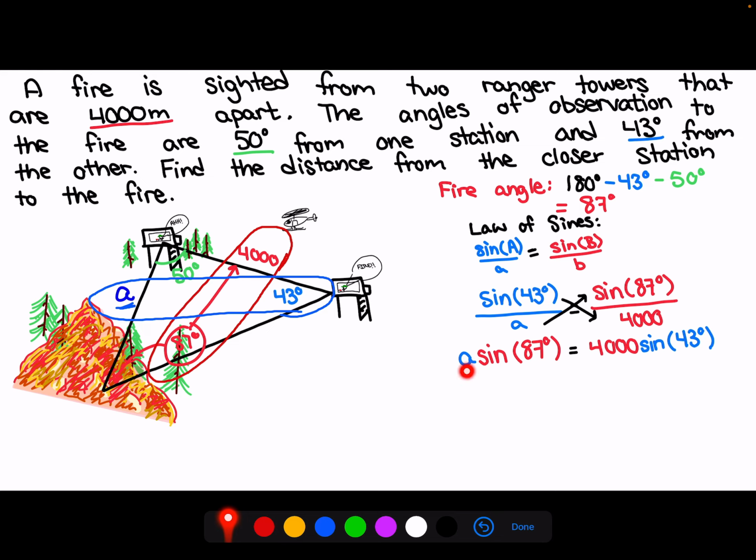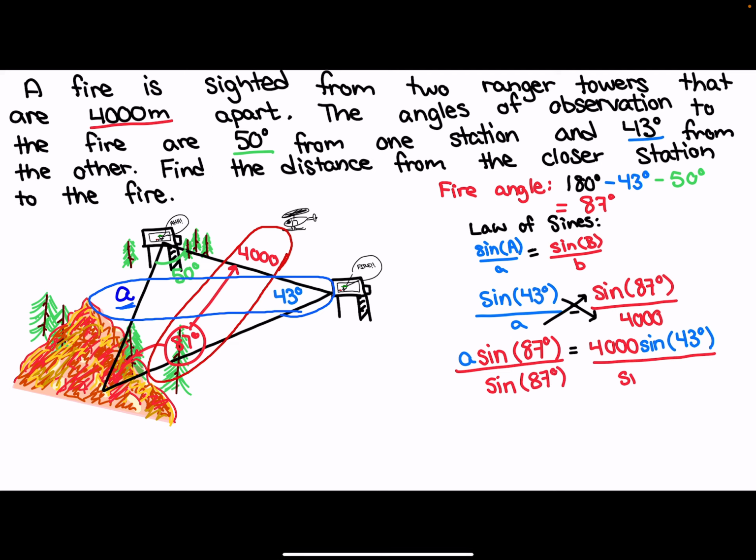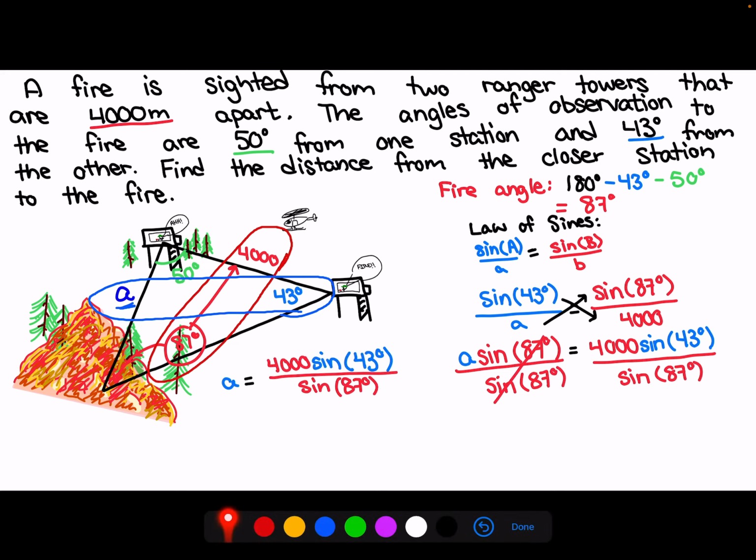Again, our goal is to get A isolated. So at this point, I'd divide both sides by sine of 87, which would leave me with A is equal to 4,000 sine of 43 over sine of 87. When you enter this into your calculator, it will give you your final answer. Just be wary of the parentheses. Make sure that you include them. If you don't, it will throw off your answer. Plugging this into our calculator will give us our final answer of A being about 2,731.7 meters.